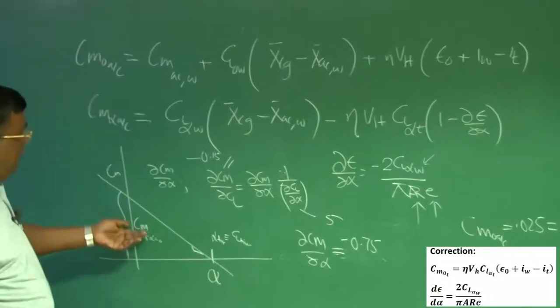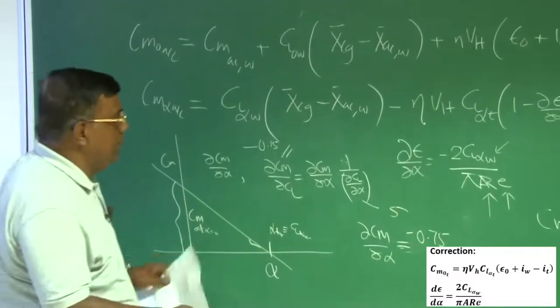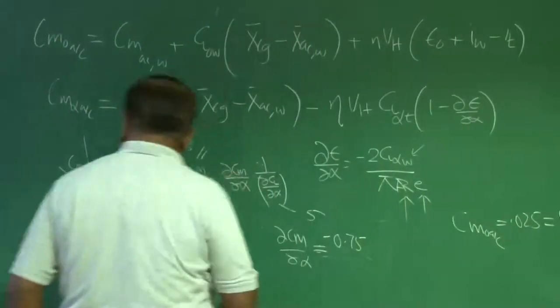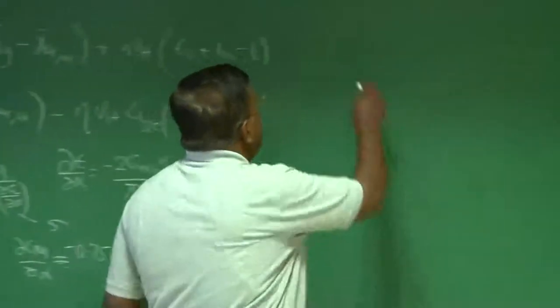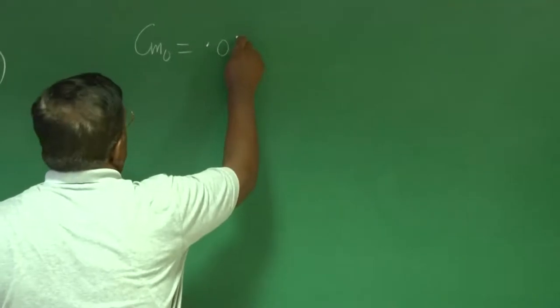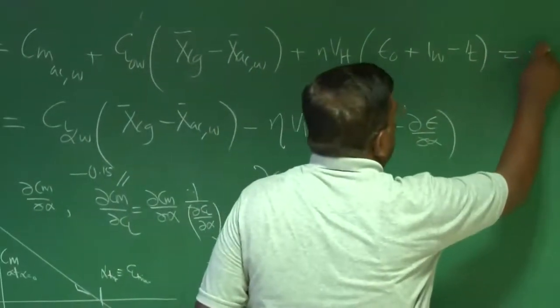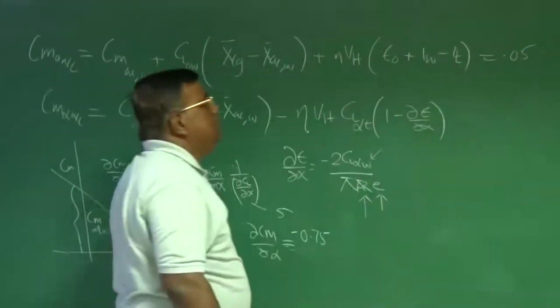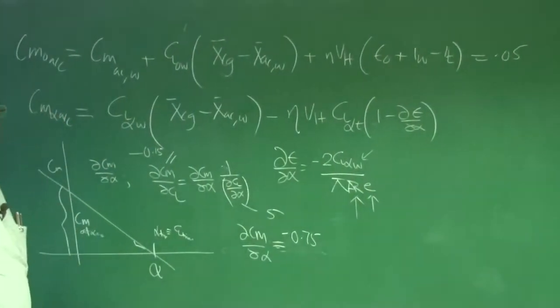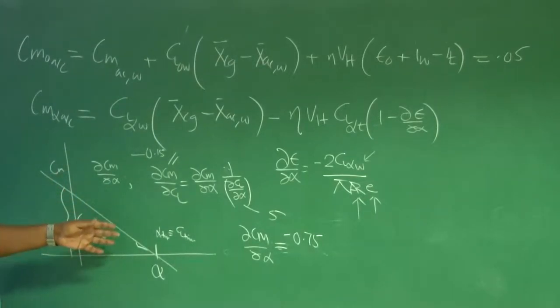So I need to have Cm at alpha equal to 0. Let's say I started with some 0.025. Let us take a number. Let's say Cm naught is coming out to be 0.05. Take a fresh number. So that means this whole expression should be equal to 0.05. That Cm naught is for the aircraft. Please understand, I am working with Cm versus alpha.